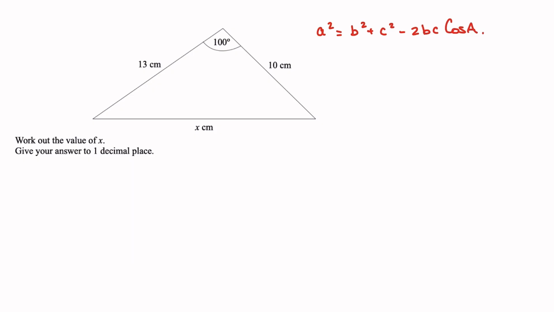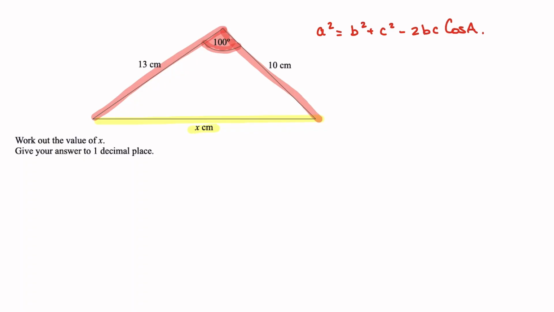So to use the cosine rule to find the missing side, make sure that you have the two sides and the value of the angle in between the two sides, which in this case is 100 degrees. If this is the case, then we can use the cosine rule to find the missing side, which is x in this case.